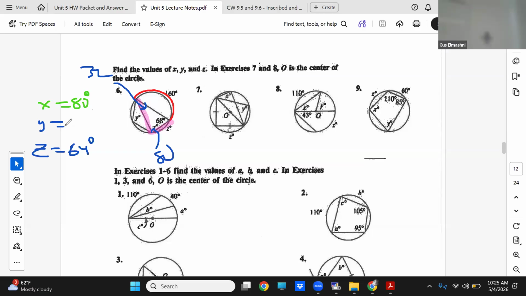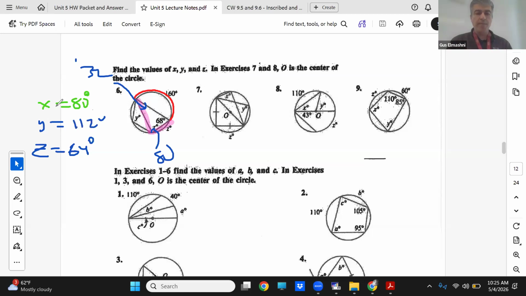160 plus 64 is 224, right? So you're going to do 360 minus 224. Yeah, you're close. So 136? Or did you say 136? That's true also. Oh, wait one sec. No, that's wrong. Y is not 136. It's just that the arc is 136 next to it. You are right, it was 112. You are correct. It was 112.